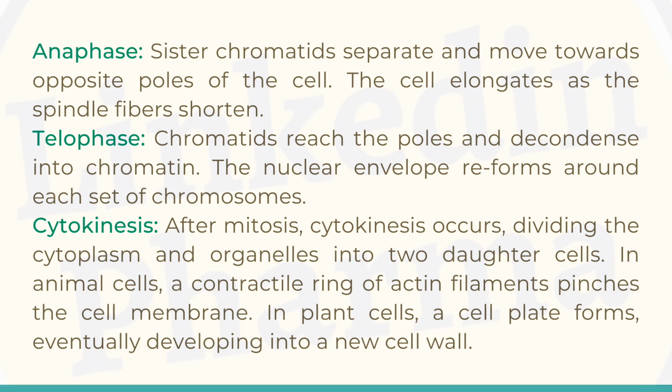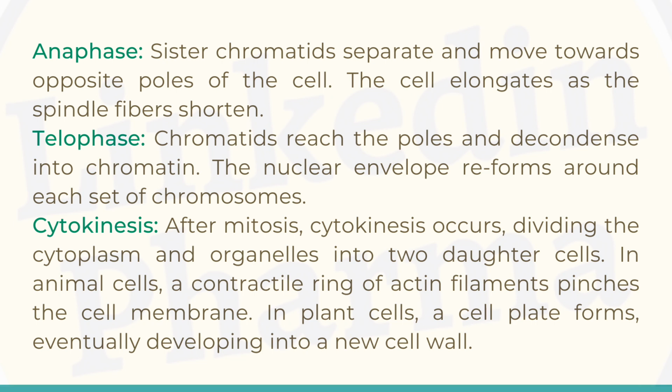Anaphase. Sister chromatids separate and move towards opposite poles of the cell. The cell elongates as the spindle fibers shorten. Telophase. Chromatids reach the poles and decondense into chromatin. The nuclear envelope reforms around each set of chromosomes.